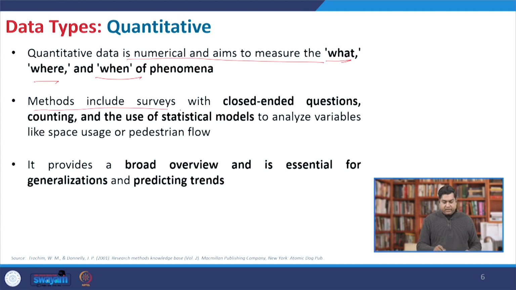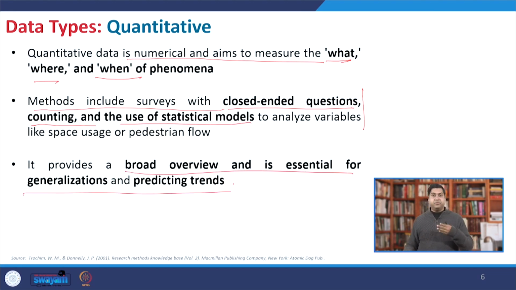In this case the method may include the close-ended questionnaire where you can give options and one has to answer, that we have discussed in the questionnaire design lecture. Then the counting, and then you can also use some kind of statistical model to analyze those data. It provides a broad overview and it is essential for generalization and predicting trends of those kinds of results.